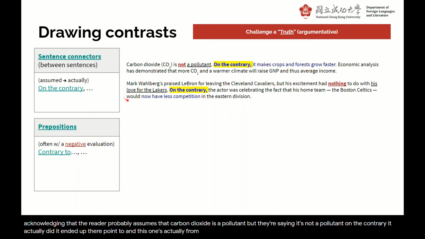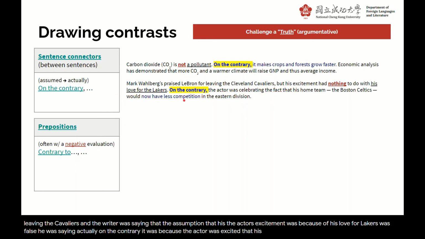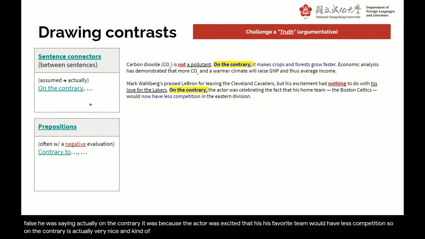And this one's from an article I was reading, talking about this actor praising that LeBron was leaving the Cavaliers, and the writer was saying that the assumption that the actor's excitement was because of his love for the Lakers was false. He was saying actually, on the contrary, it was because the actor was excited that his favorite team would have less competition. So "on the contrary" is very nice in pointing out that, hey, I think you're wrong, or I think this common belief or truth is actually not a truth.